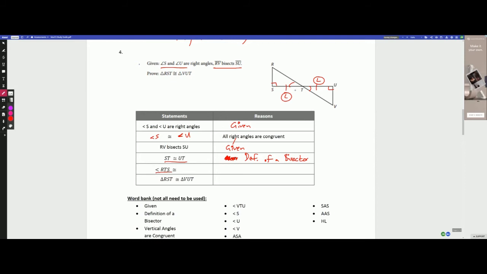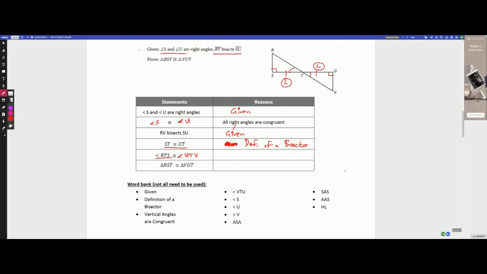And I'm thinking, okay, those are definitely going to be vertical angles. So they're talking about angle RTS congruent to UTV. Thank you, touchscreen. I really need to fix that or figure out what that is. I think I need to write an email to the company. There we go. And that again is because of vertical angles.